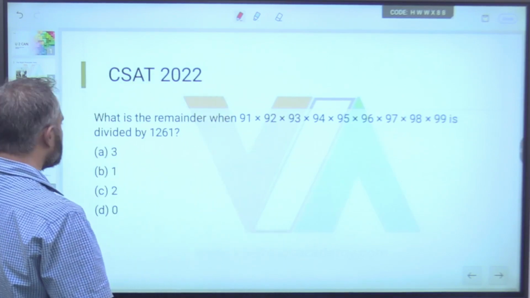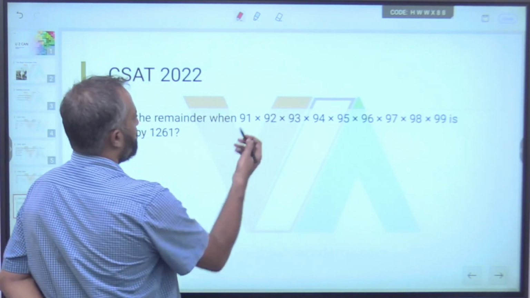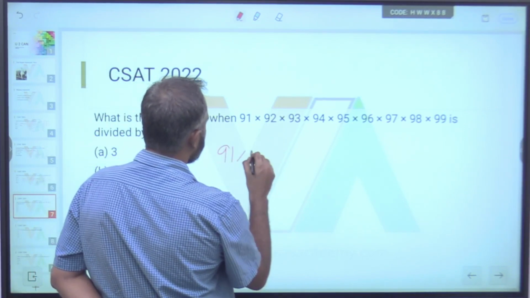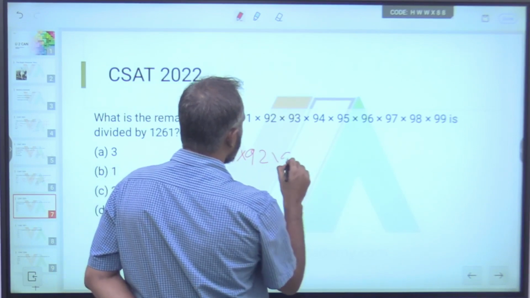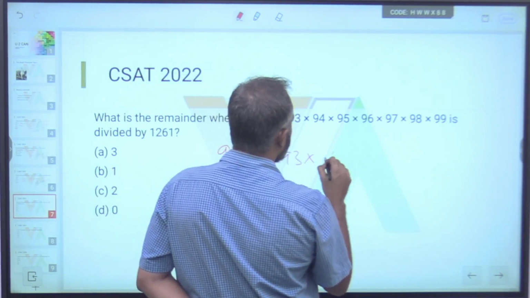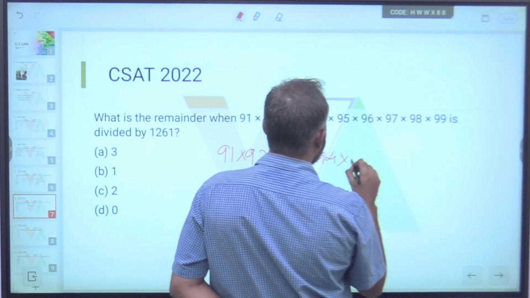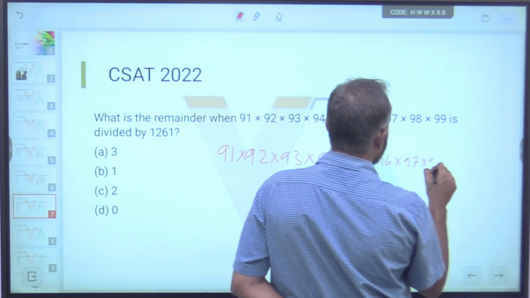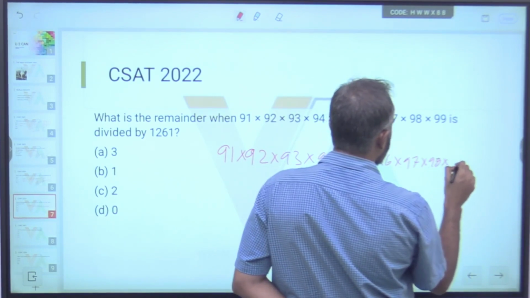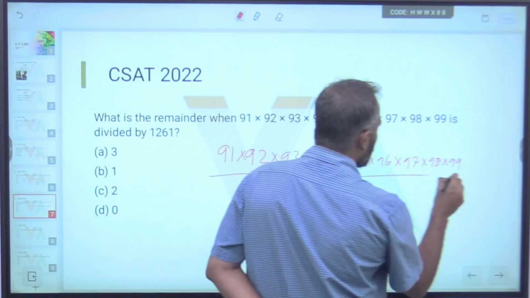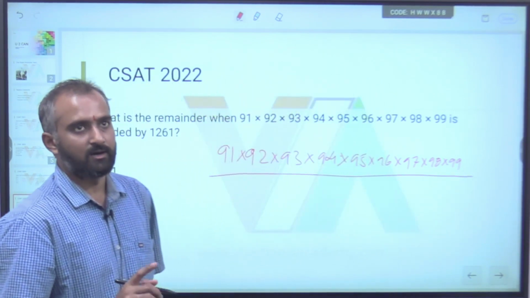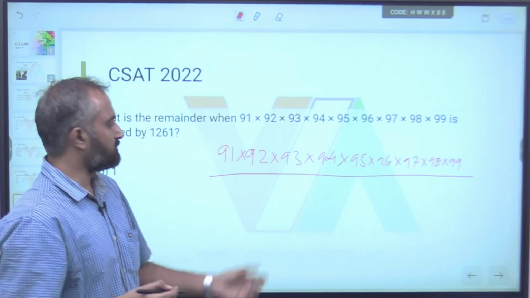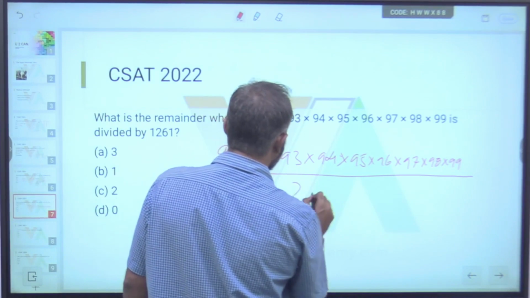Next. Same here, this is a 2022 problem. 92 into 93 into 94, 95 into 96 into... One heuristic I give you when solving particularly remainder theorem problems is to try to see them in terms of primes. That will be much easier.